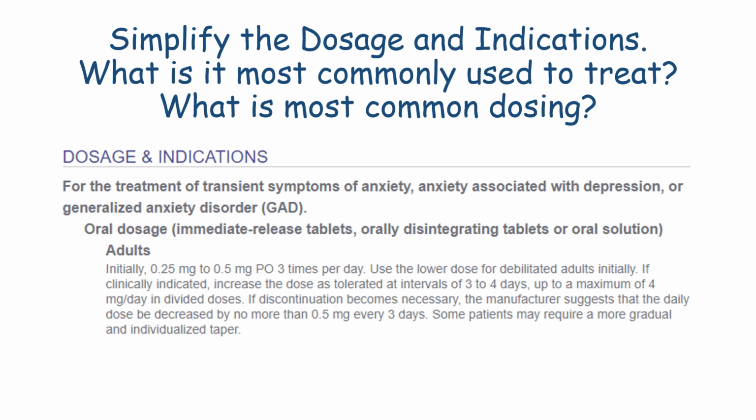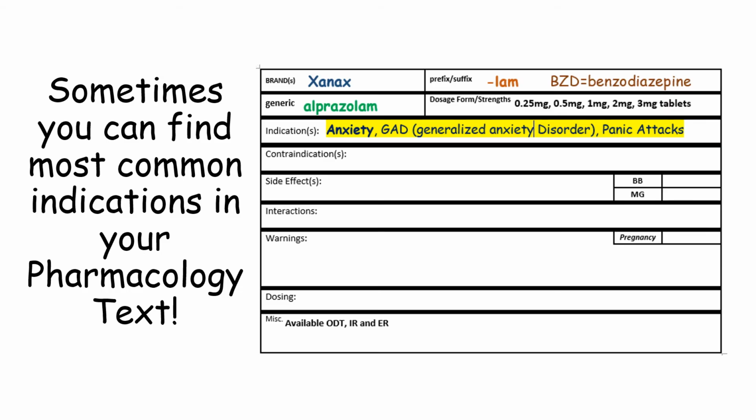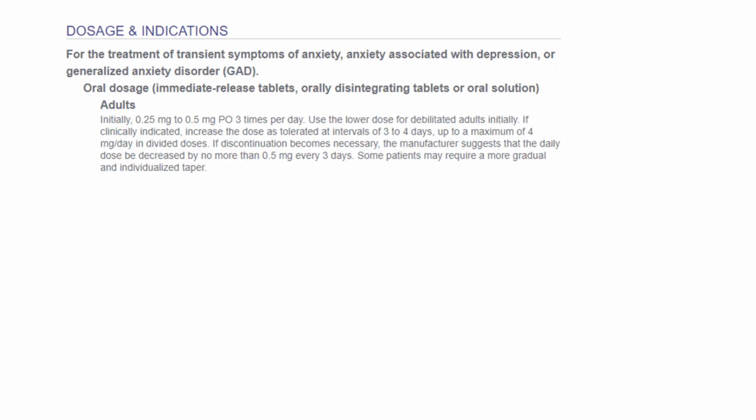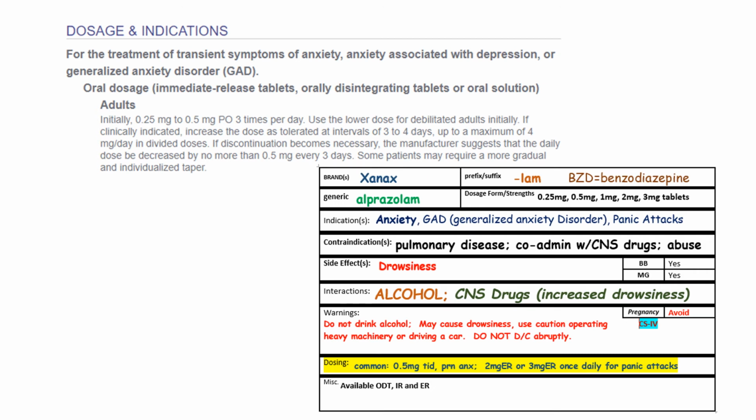Now next I click on dosage and indications, and it tells you the indications. Anxiety associated with depression, generalized anxiety disorder. And then you can find the most common indications in your pharmacology text or even in your notes. But you notice I put anxiety, general anxiety disorder. I didn't put the depression. You could, but it was depression associated with anxiety, so that still is covered by anxiety. Then panic attacks. So here, the dosing.